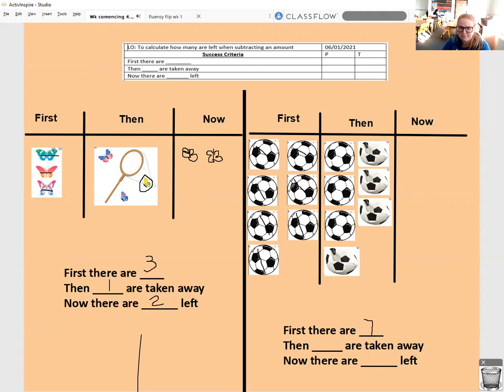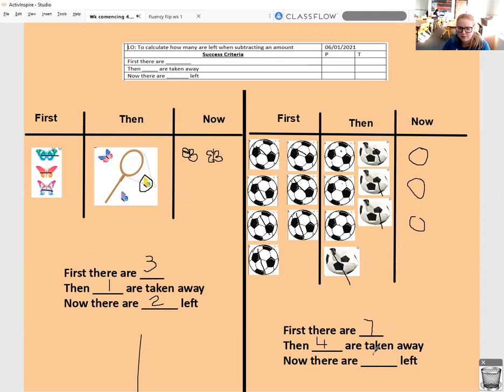So look, some of them are popped. So how many have been taken away? Then 1, 2, 3, 4 were taken away. 4 were taken away. Now, how many are left? How many are there left now? Let's have a look. 1, 2, 3. There are 3 left now.